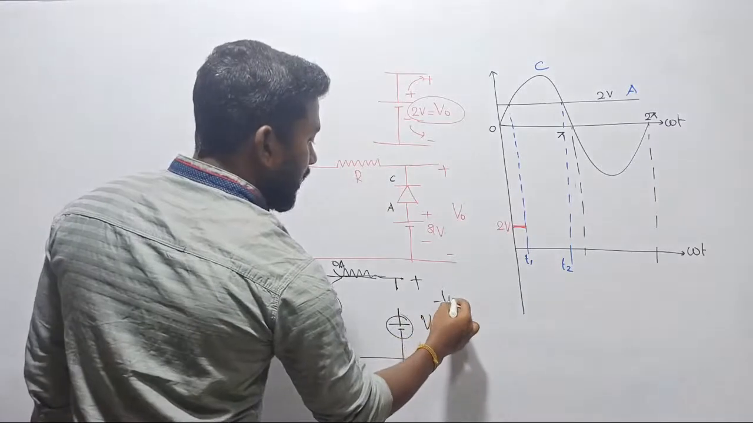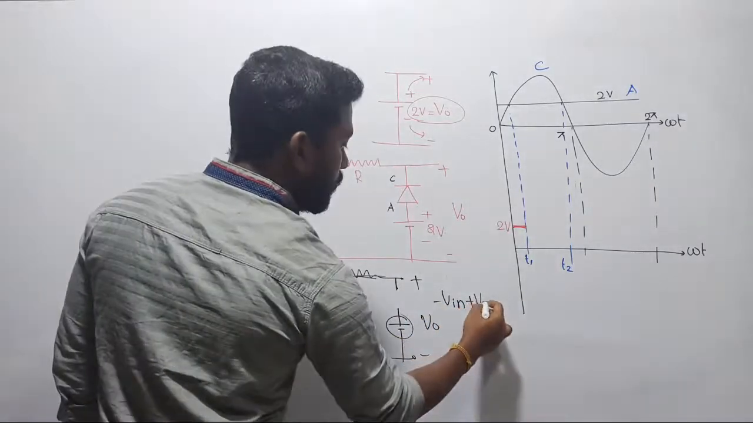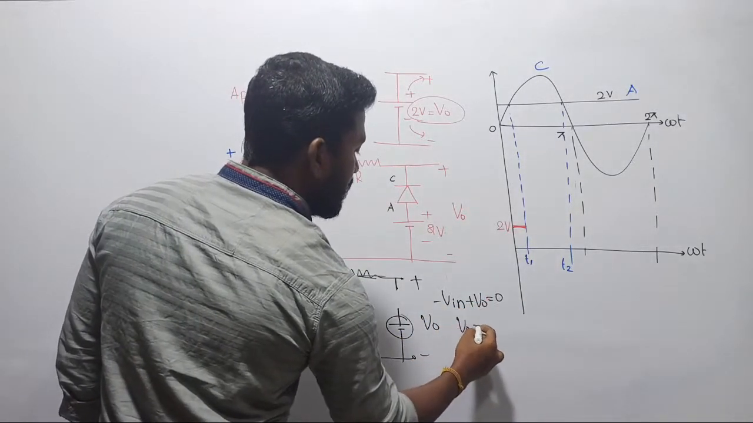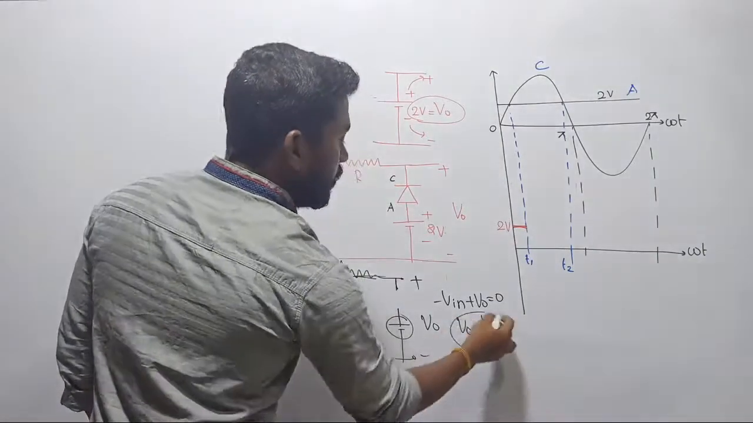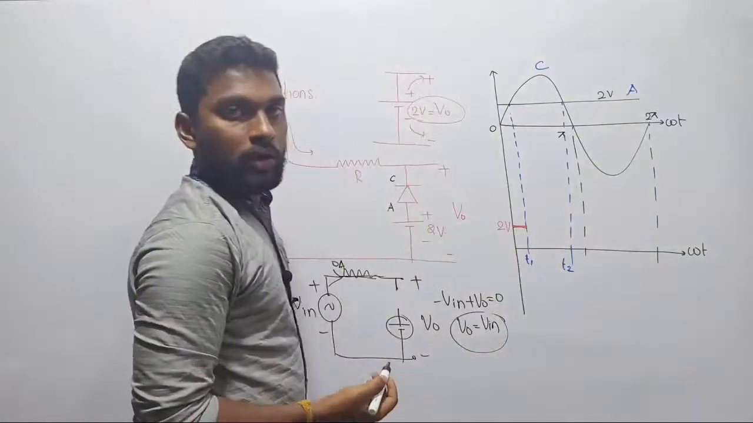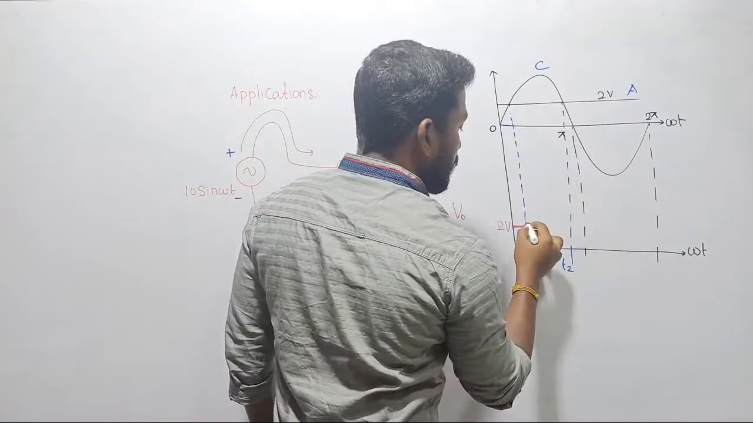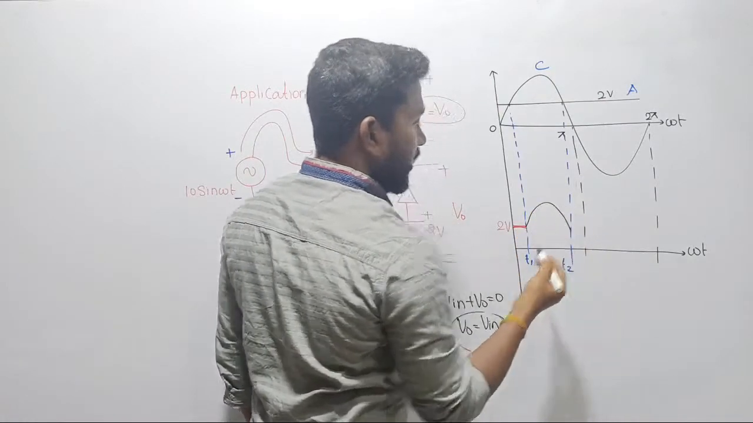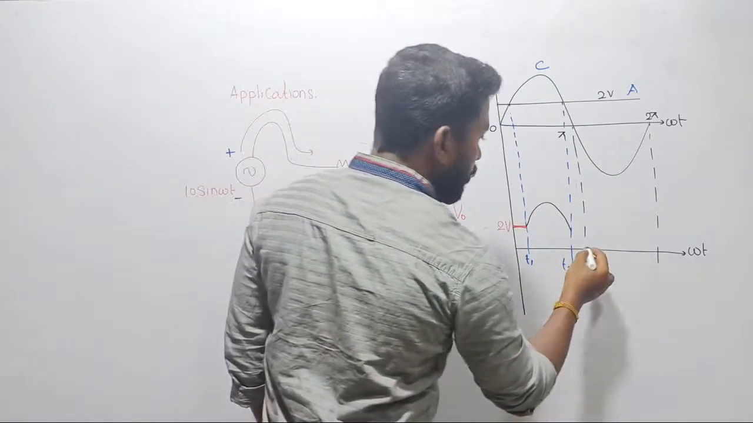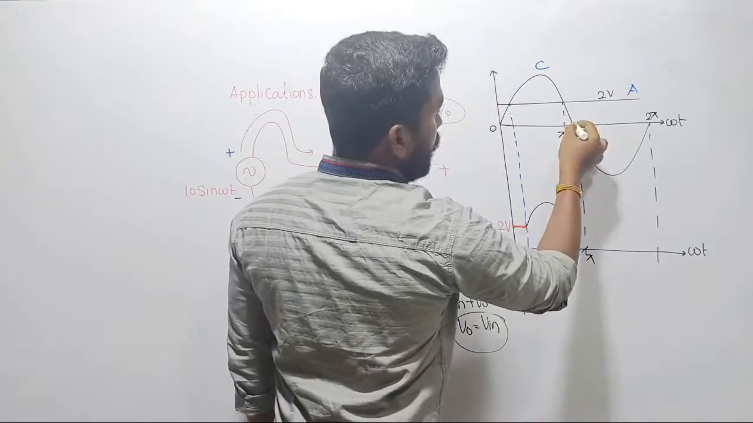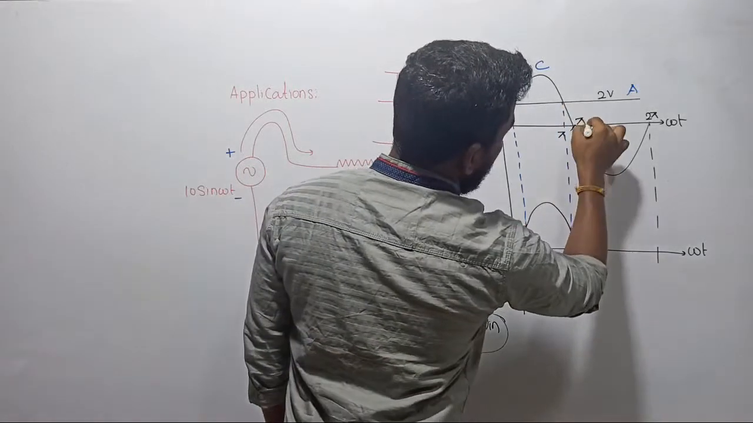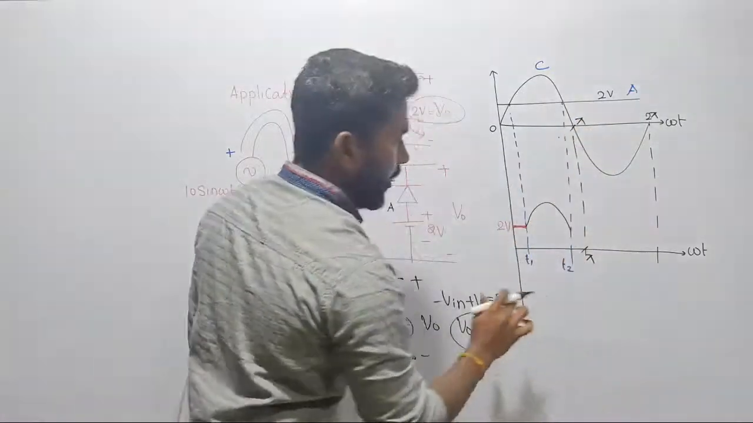See there, minus Vn plus V0 equal to 0, or I can say V0 equal to plus Vn only, sir. So from T1 to T2, this voltage will be reflected in the output side. Now from T2 to pi, this is pi. Right, from T2 to pi, what are we going to receive?